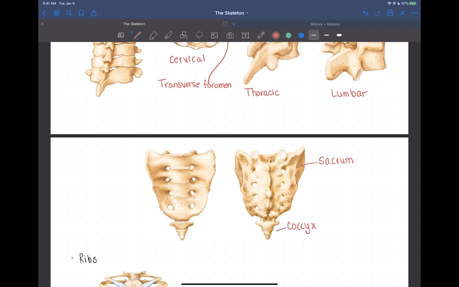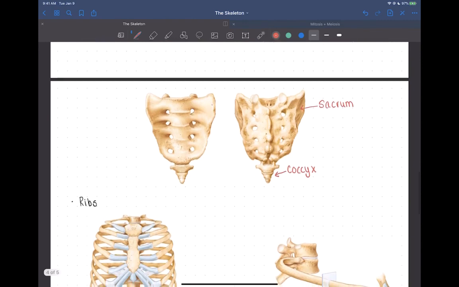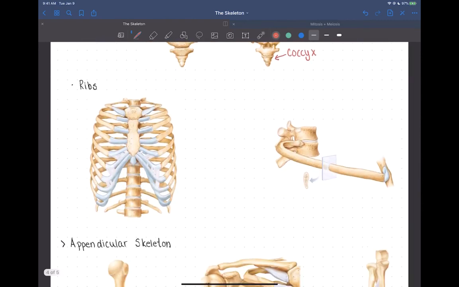All right. Okay. And so then lastly, for our axial skeleton, we have ribs. All right. So the ribs are attached again to thoracic vertebrae. All right. So they articulate with the thoracic vertebrae.